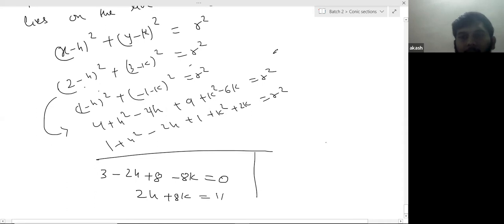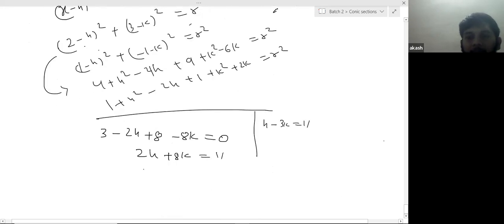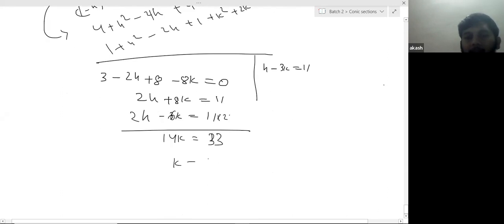Also, another equation is h minus 3k equals to 11. We can multiply by 2 here. So 2h minus 6k equals 22. Subtract this. So 14k equals to 33. K equals to 33 upon 14.